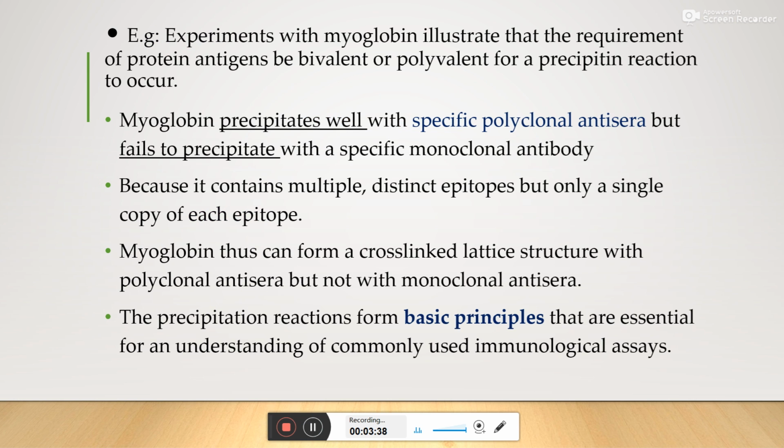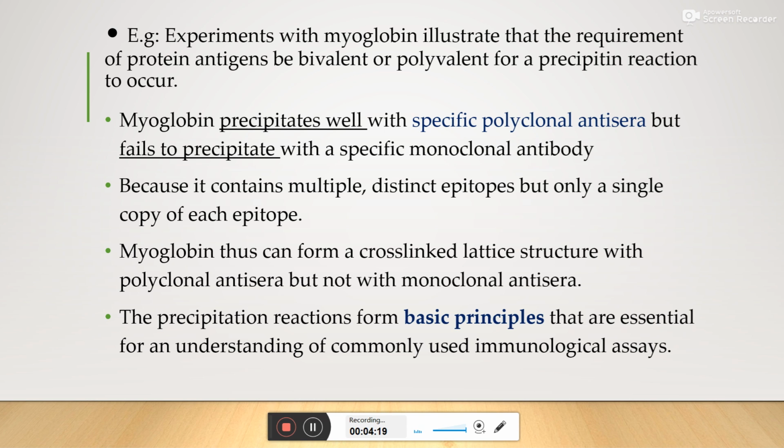Then for this reaction, our next example is an experiment with myoglobin. This experiment illustrates why the protein antigen must be bivalent or polyvalent for the precipitation reaction to take place. This experiment shows that myoglobin precipitates well with a specific polyclonal antisera, but it fails to precipitate with a specific monoclonal antibody.